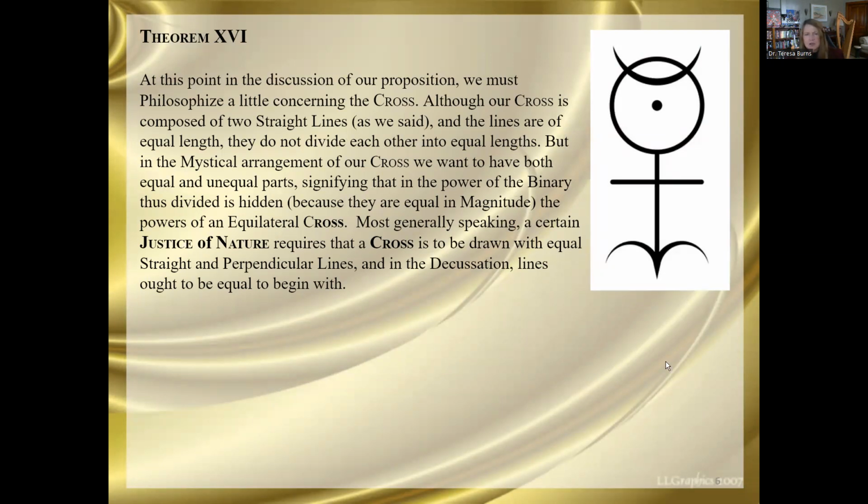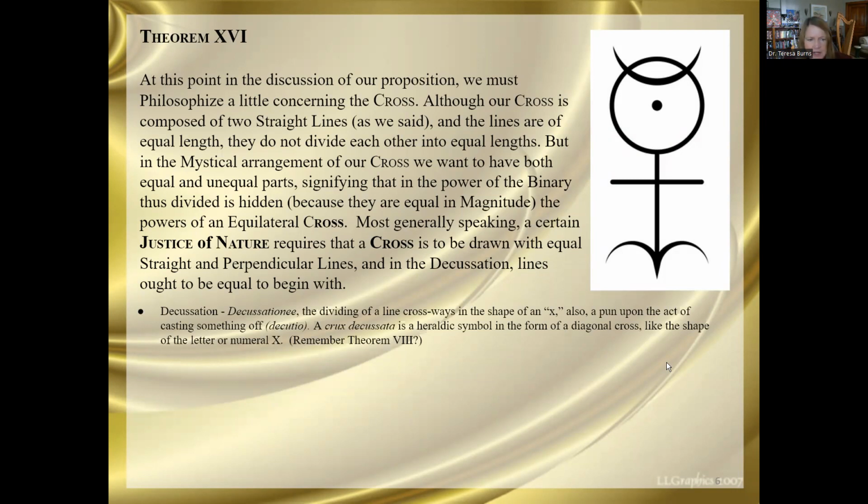This word decussation isn't used that often in English, so let's define that first, and then we'll go back and see what he means by justice of nature. So a decussation of a line is just dividing a line crossways in the shape of an X. Remember, he had all that back in Theorem 8, and you got from that X, that was where he was flipping it into a square and a cube, so we had a hexahedron. You would get the same thing with a Merkaba, only you would start with interpenetrating tetrahedra, but then you're in effect getting a star hexahedron.